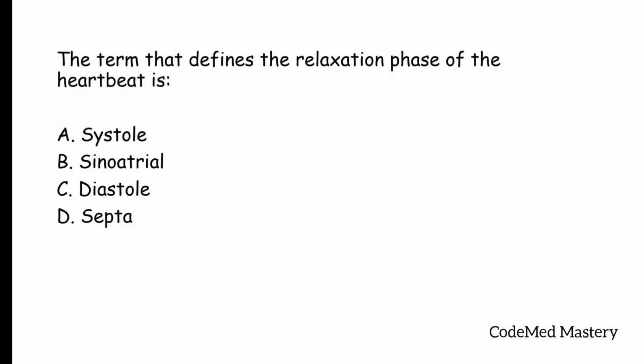The term that defines the relaxation phase of the heartbeat is option A, systole, option B, sinoatrial, option C, diastole, option D, septa. The correct answer is option C, diastole. During diastole, the heart muscle relaxes and allows the chambers to fill with blood. Option A, systole, refers to the contraction phase where the heart pumps blood out.